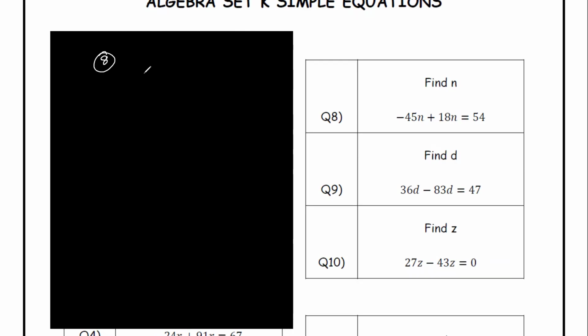Negative 45n and 18n. So the difference is 27 and negative, which is 54. And 54 is twice of 27. So negative n is equal to 2. n is equal to negative 2.